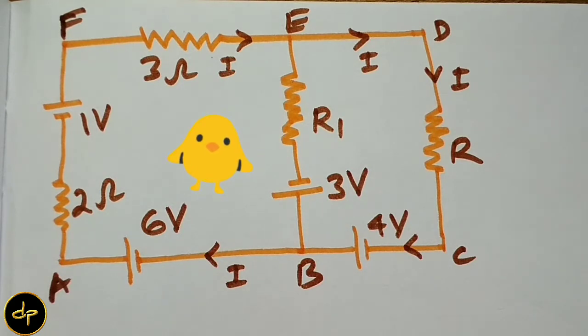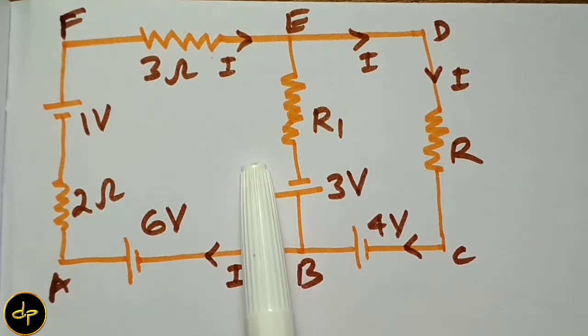Hello dear students, please observe this question. It is asked in a board examination. Use Kirchhoff's rule to determine the potential difference between points A and D when no current flows in the arm BE of the electrical network shown in the figure.